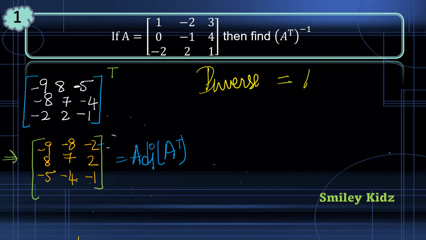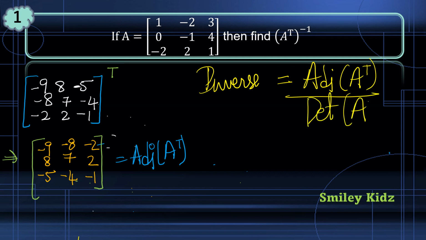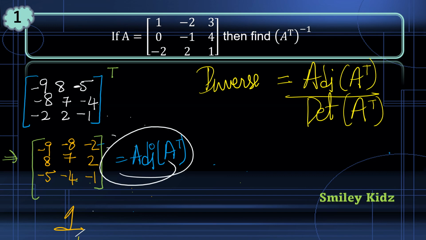Inverse is equal to adjoint of A transpose by determinant of A transpose. Now what is that going to be equal to, everyone? That is basically this by 1. And you know, minus 9 by 1 is minus 9. Minus 8 by 1 is minus 8. Minus 2 by 1 is minus 2. Does it even make a difference, dividing it by 1? So this is both the adjoint of A transpose and inverse of A transpose. So this is going to be our final answer.